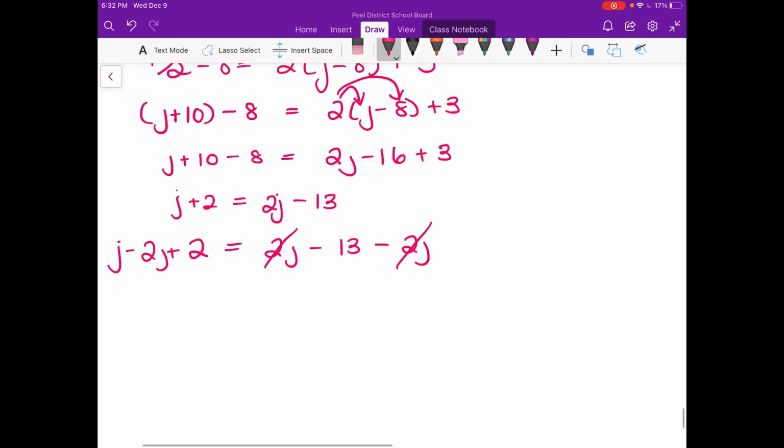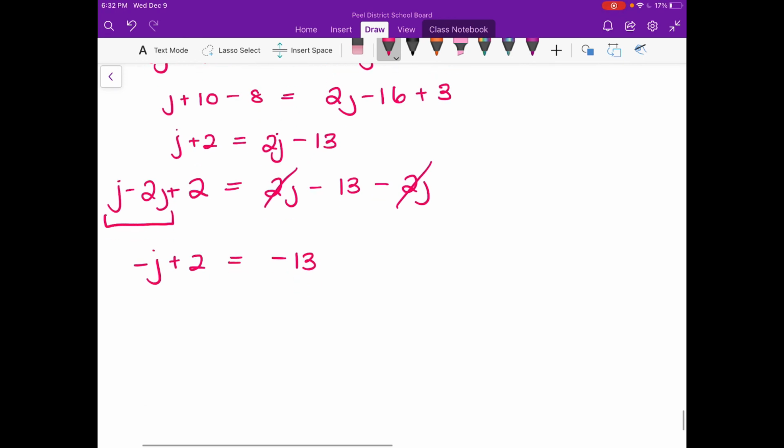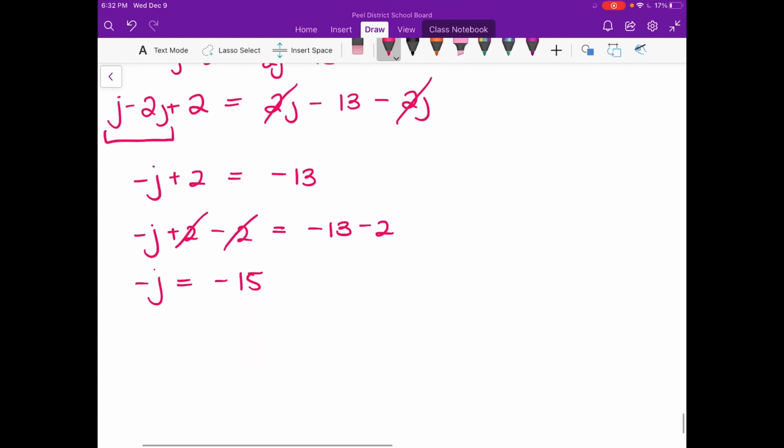I'm going to just come in here and collect my like terms. J minus 2J is just negative J plus 2 is equal to negative 13. Right? Then I'm going to move my 2 to get rid of it. So I have negative J plus 2 minus 2 equals negative 13 minus 2. Get rid of this plus 2. I'm left with negative J is equal to negative 13 minus 2 is just negative 15. Can't have a negative H, but I also can't have a negative J. So I'm just going to divide both sides by negative 1. J is equal to negative 15 over negative 1 is just 15.